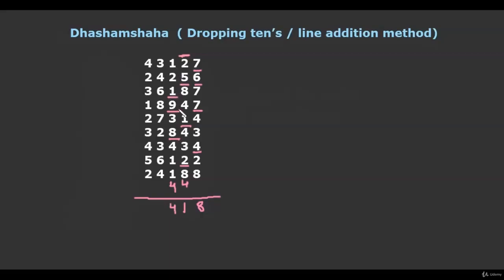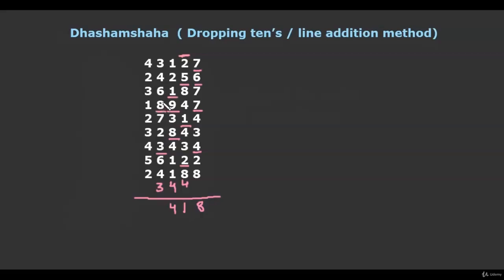And now 10s are 3. 3 plus 4 is 7. 7 plus 6 is 13. So drop 10 over here. Carry 3 to the next number. 3 plus 3 is 6. 6 plus 2 is 8. 8 plus 7 is 15. So drop 10 over here. Carry 5 to the next number.